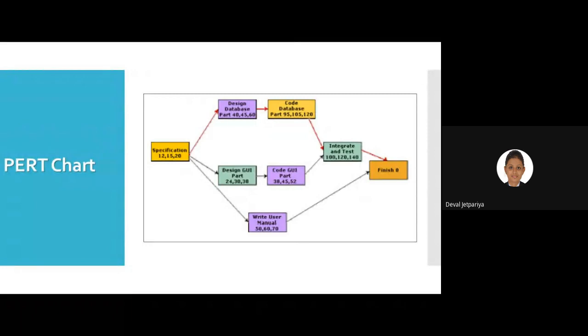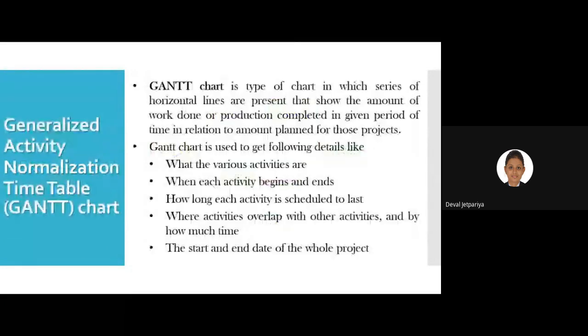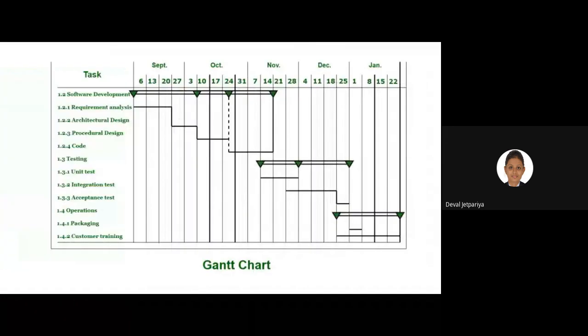Clear everyone? Okay, fine. Now the next is related to the Gantt chart. This is a type of chart in which a series of horizontal lines show the amount of work done. You can see over here, they have written various months: September, October, November, December, and January. These are the durations. Like one review we had taken on the 6th, after that on the 13th of September, 20th, and 27th. So here we are able to represent the work done in each and every time span.